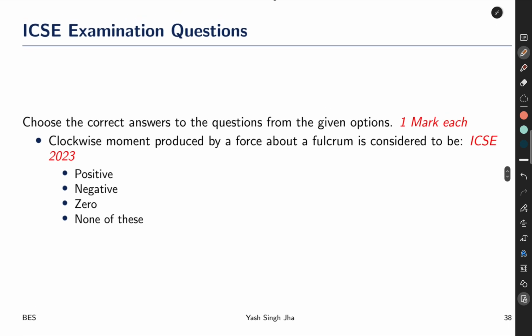Moving on, clockwise movement produced by a force about a fulcrum is considered to be... we know, right, the nomenclature or the sign assigned to clockwise moments is negative, and the sign assigned to anti-clockwise moments is positive. So based on that, we can answer: clockwise moment produced by a force about a fulcrum is considered to be negative.